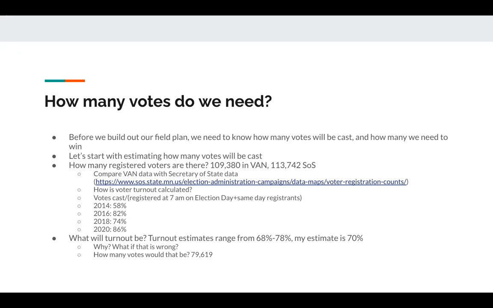So how many votes would that be? If 70% of our 113,000 voters turned out, that would be 79,619 votes cast. What if that's wrong? Well, that's why we have a range of voter turnout estimates, so that we can make a plan for how to respond.